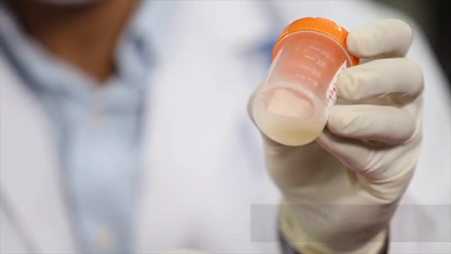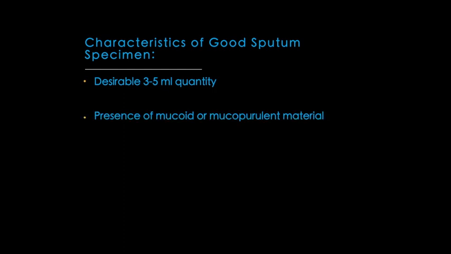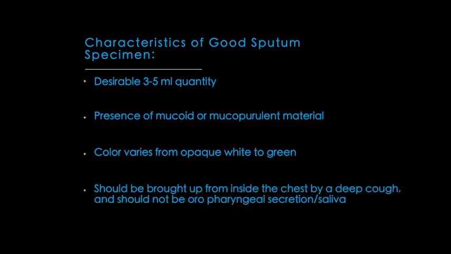further processing. The characteristics of a good sputum specimen are desirable quantity of 3 to 5 ml, presence of mucoid or mucopurulent material, color varies from opaque white to green, should be brought up from inside the chest by a deep cough and should not be oropharyngeal secretion or saliva.